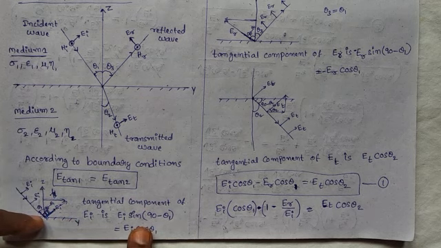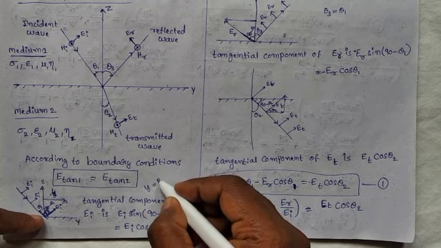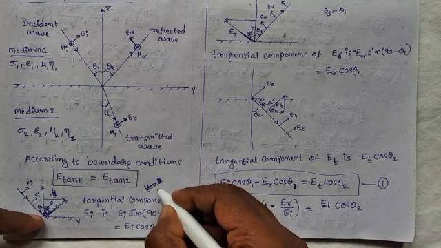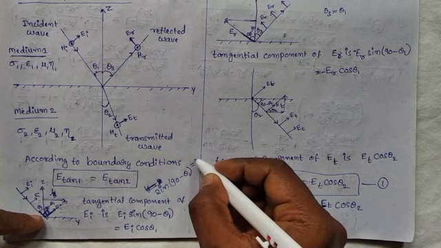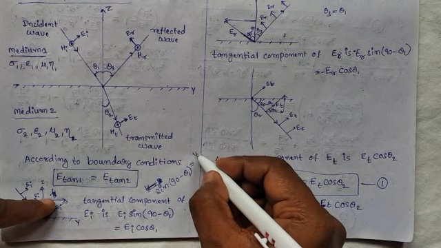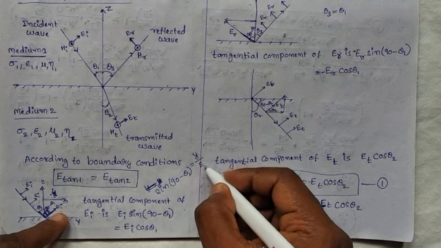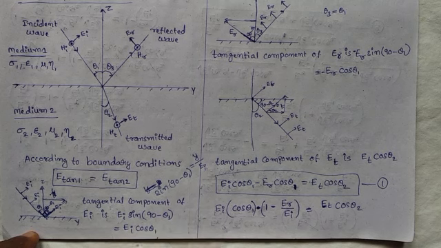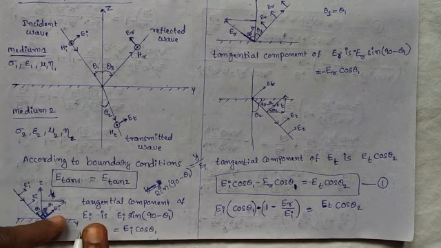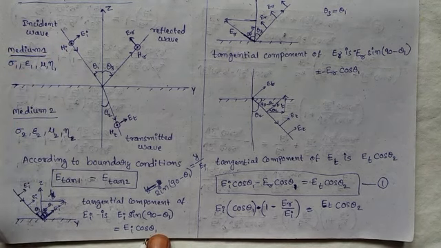Sin 90 minus theta 1 is equal to opposite by hypotenuse. Opposite is Y, hypotenuse is E_I. So Y is equal to E_I into sin 90 minus theta 1. Sin 90 minus theta 1 is equal to cos theta 1, which means E_I cos theta 1. The tangential component of E_I is E_I cos theta 1.